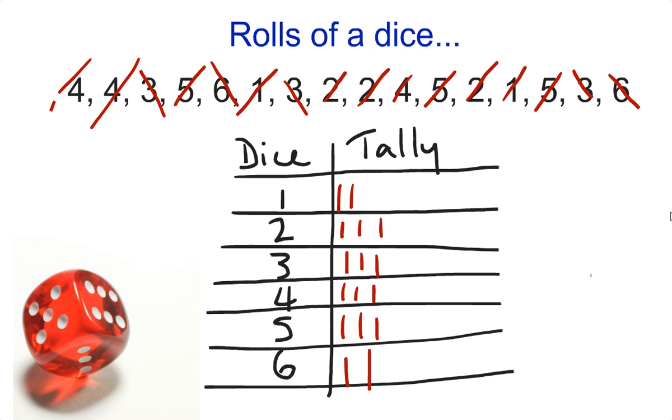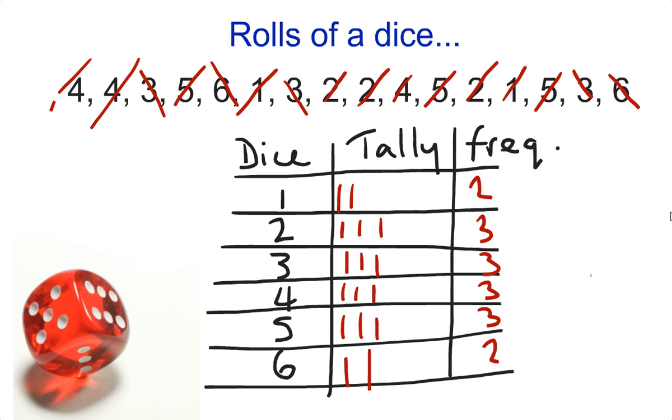If you wanted to improve that, that's only a level 4. You could then turn it into a frequency table and quite simply just say the frequency was 2, 3, 3, 3, 3 and 2. All you're doing there is just adding up the number of tally marks. Nice and simple start, but here's a question I would like you to think about.